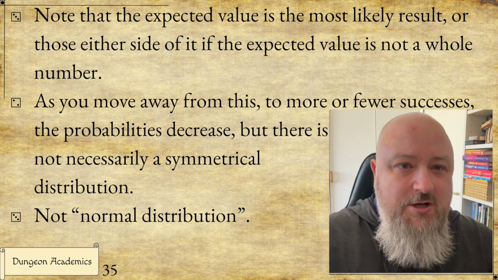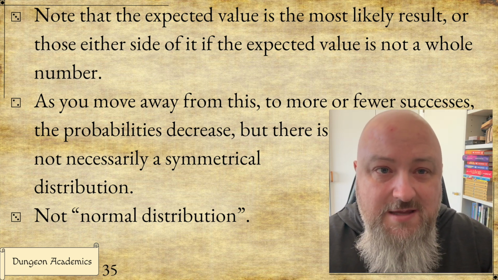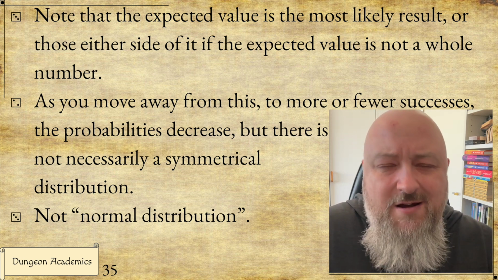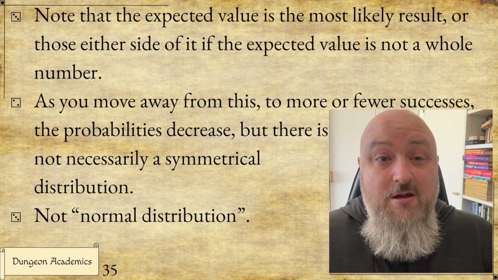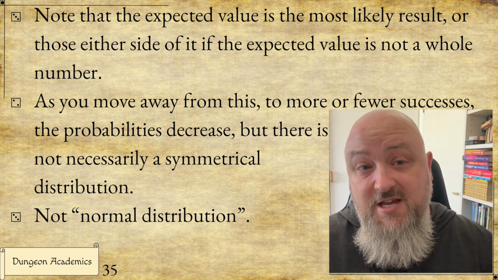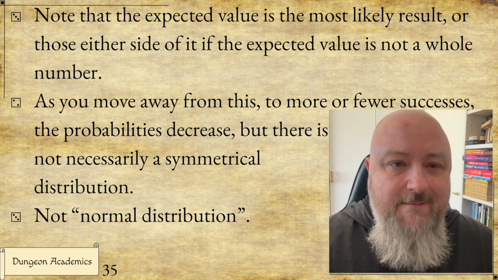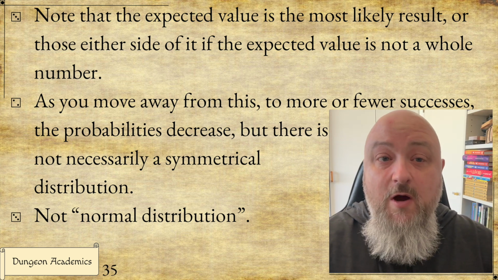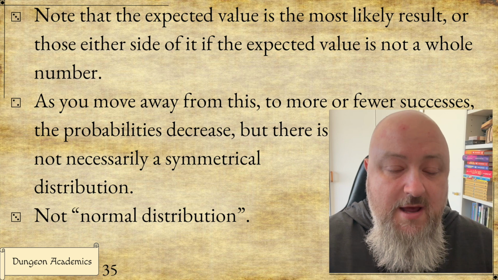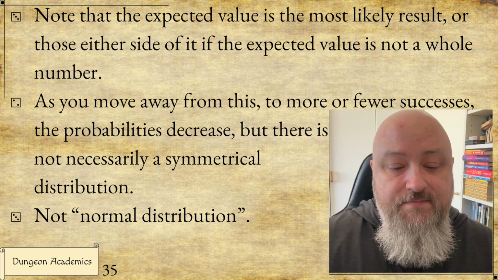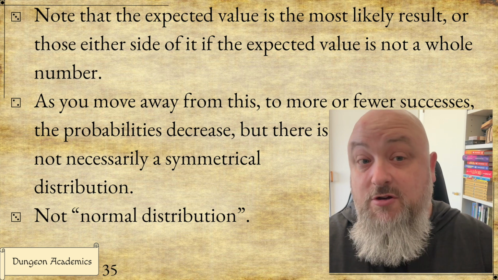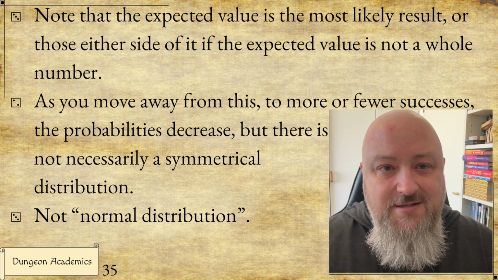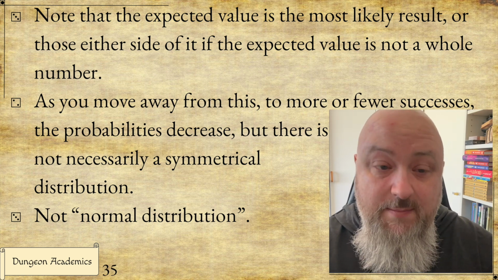Though sometimes when your expected value isn't a whole number, you might have to look either side of your expected value. If your expected value is 3.5 successes, well, that can't occur. So either 3 successes or 4 successes will be the most likely outcome. There has to be a little bit of interpretation of the results. But as you move away from your expected outcome, the probabilities do decline. It's not a symmetrical distribution. This isn't what we call normally distributed, but you can see there is a slight pyramid shape forming.